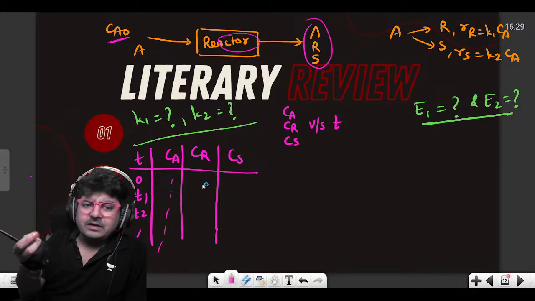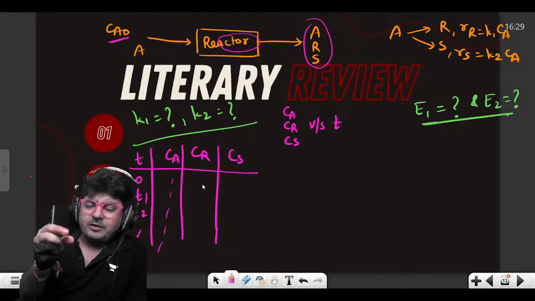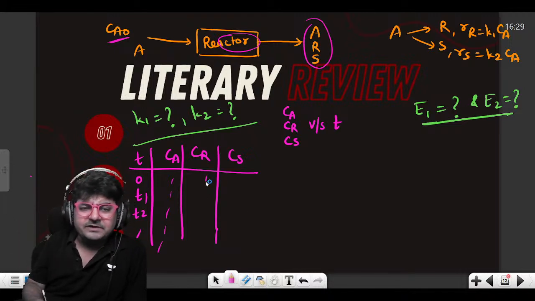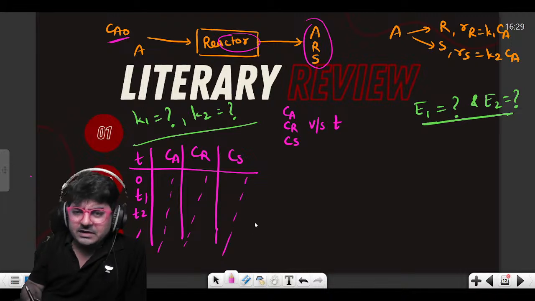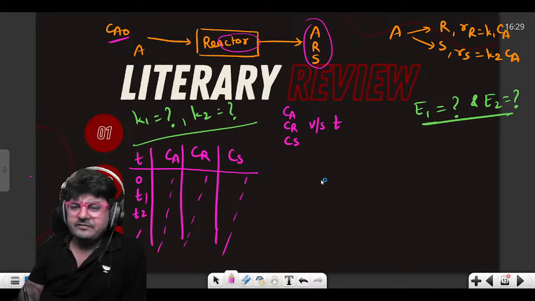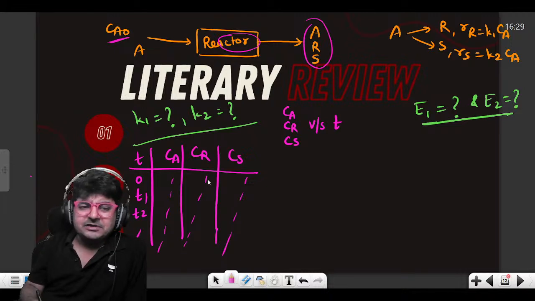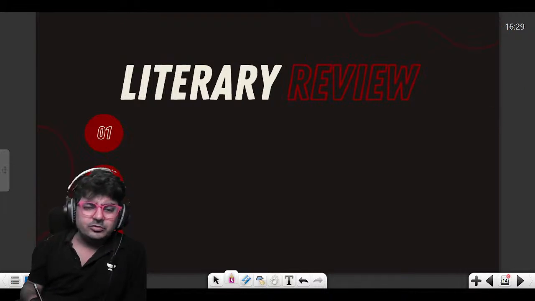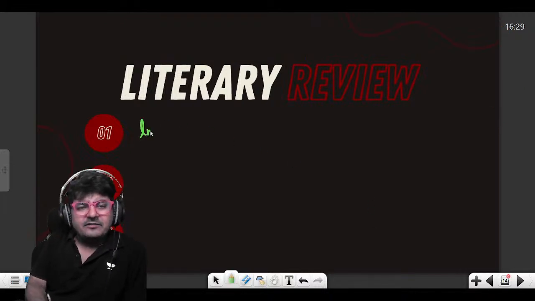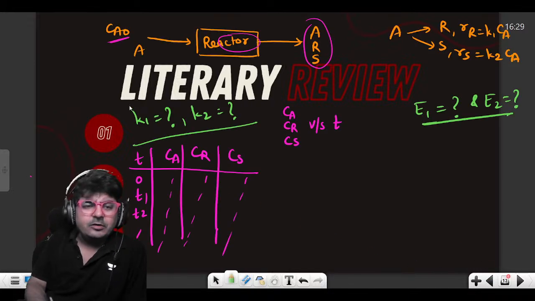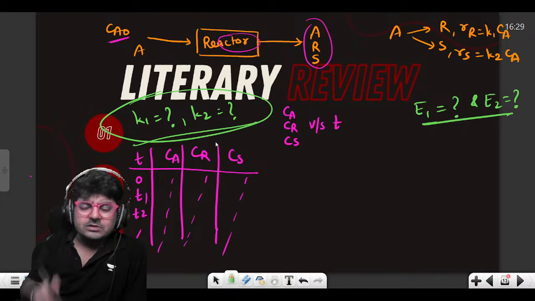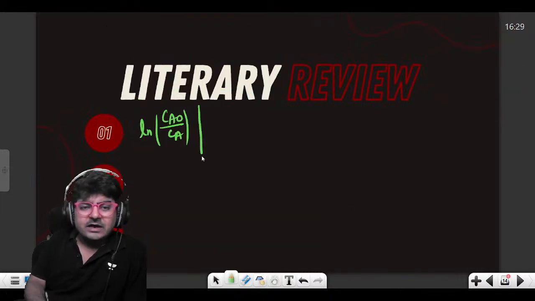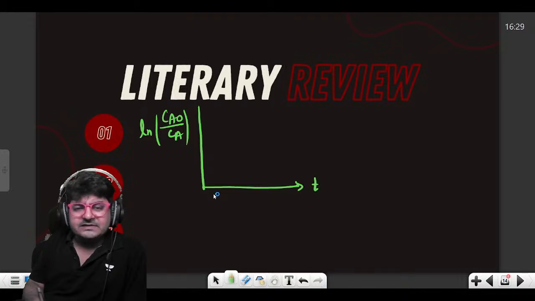Just take the sample at different time intervals, and from that sample you can find out the concentration of each and every component using chromatography, titration or any other method. You know that very well, है ना? तो आपके पास concentration versus time का एक data आ जाएगा. With the help of that data, you can draw a graph between ln Ca naught over Ca. See, I need to find out K1 and K2, two unknowns. I need two equations. So let's draw a graph between ln Ca naught over Ca versus T.